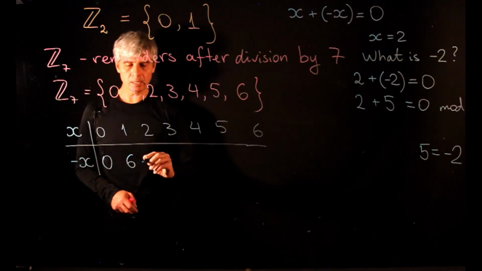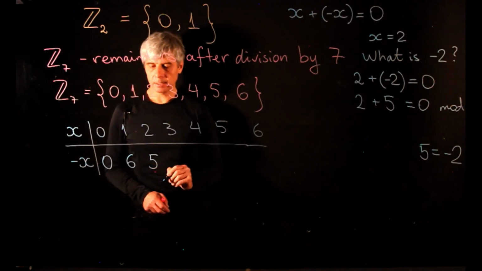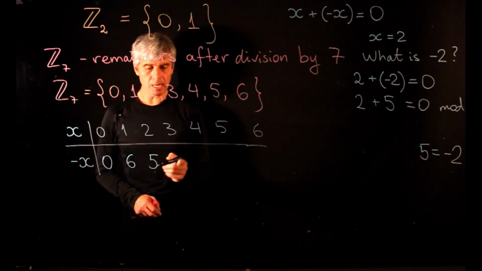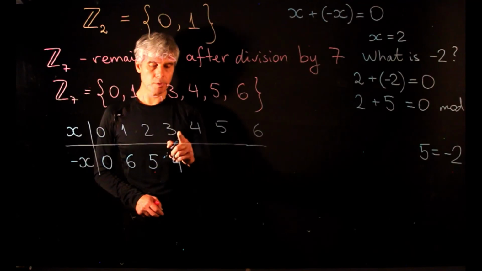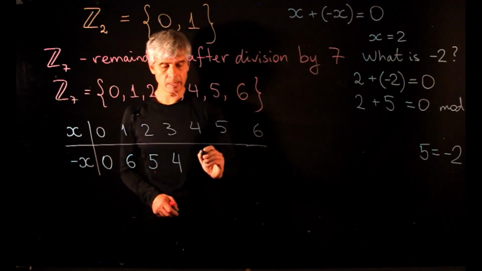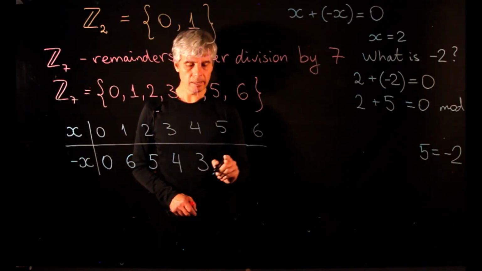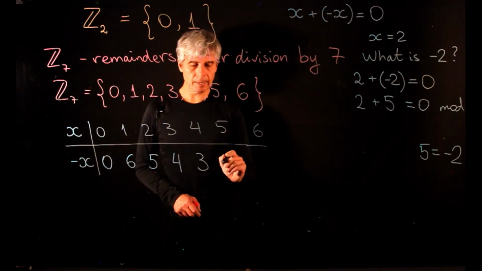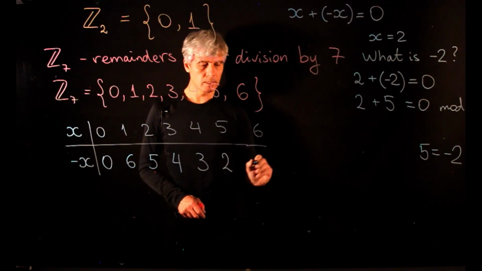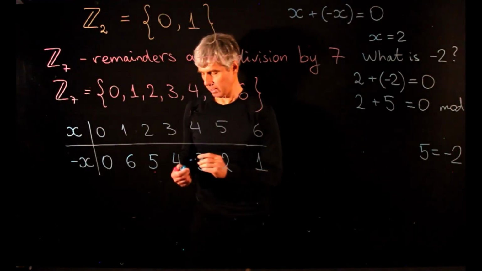Then we have seen here that the opposite of 2 is 5. And then the opposite of 3 is 4. So 3 plus 4 is again 7, which is 0 mod 7. Then the opposite of 4 is 3. And the opposite of 5 is 2. And the opposite of 6 is equal to 1.